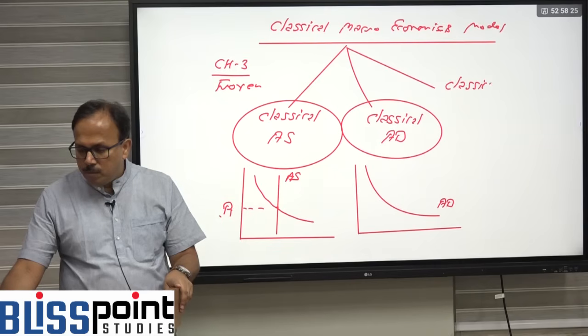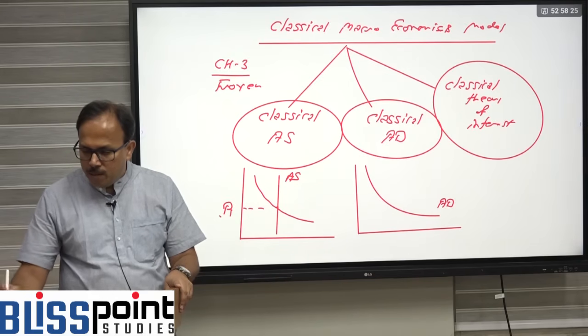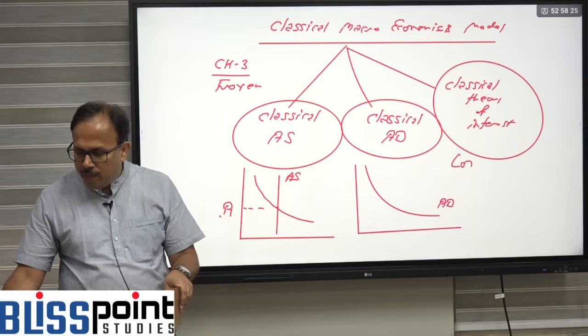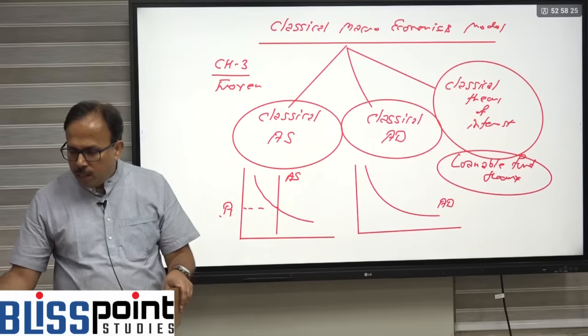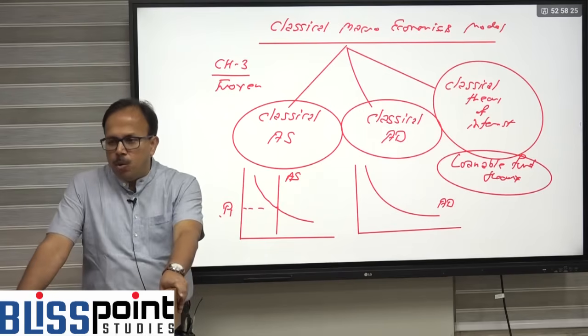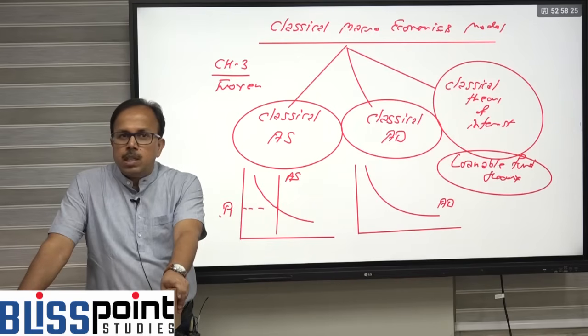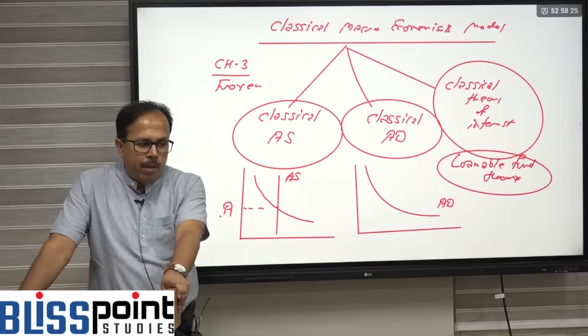classical theory of interest. Classical theory of rate of interest is explained by loanable fund theory. Loanable fund theory. Classical theory of interest is explained by loanable fund theory, which means supply and demand for loanable fund will determine the rate of interest.